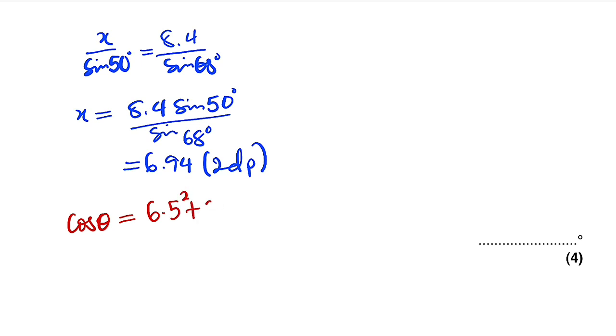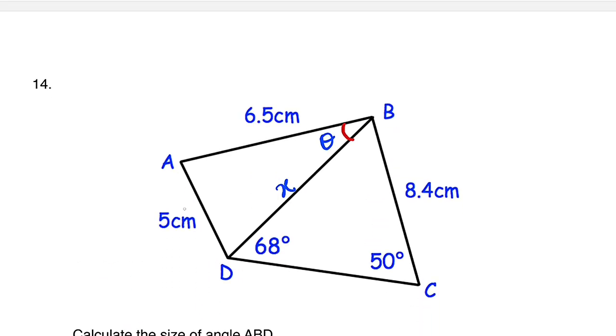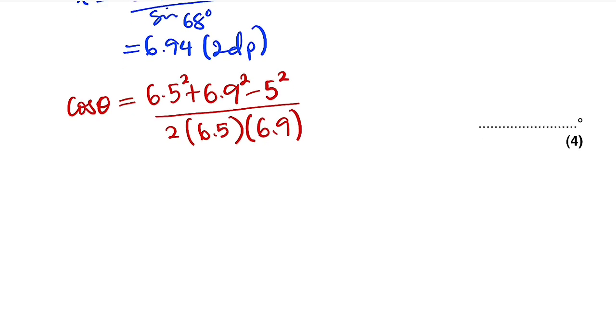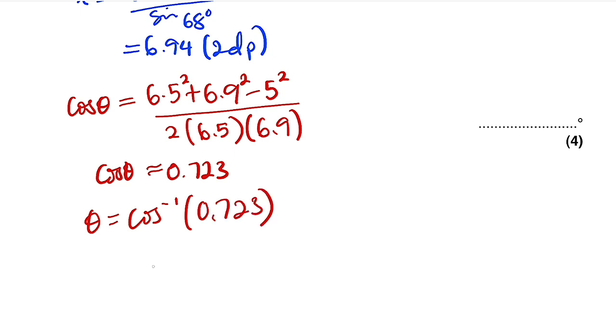6.5 squared plus 6.9 squared minus 5 squared, divided by 2 multiplied by 6.5 multiplied by 6.9, and this is 0.723, and theta will be equal to cos inverse of 0.723, and this to the nearest degree equals 44 degrees.